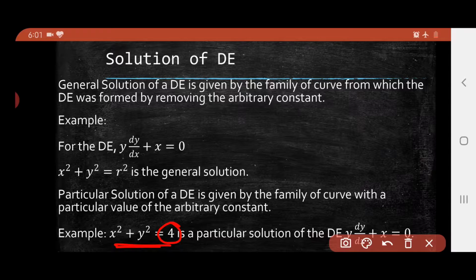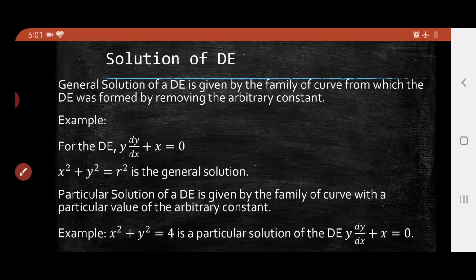So always remember, any differential equation will have only one general solution, because general solution is basically giving you that parent family of curve from where the differential equation came, but it can have several particular solutions, obviously. Why? Because a particular solution is basically giving you an individual member of that family of curves, so there can be infinitely many members in that family of curves, and it is just giving you one of them. So therefore any differential equation can have infinitely many particular solutions, but it will have only one general solution. Fine.